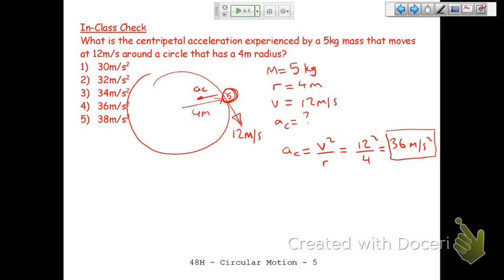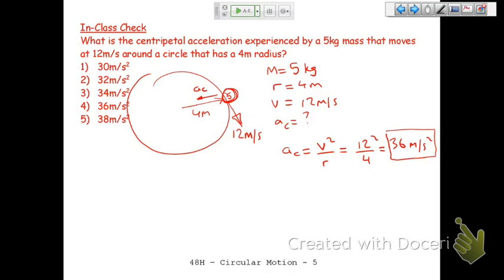Hold on! We didn't use our mass. Yeah, we didn't need to use it. I asked you about the acceleration. Maybe another time I'll ask you about the force. I'm going to try not to. I try to avoid talking about centripetal force.